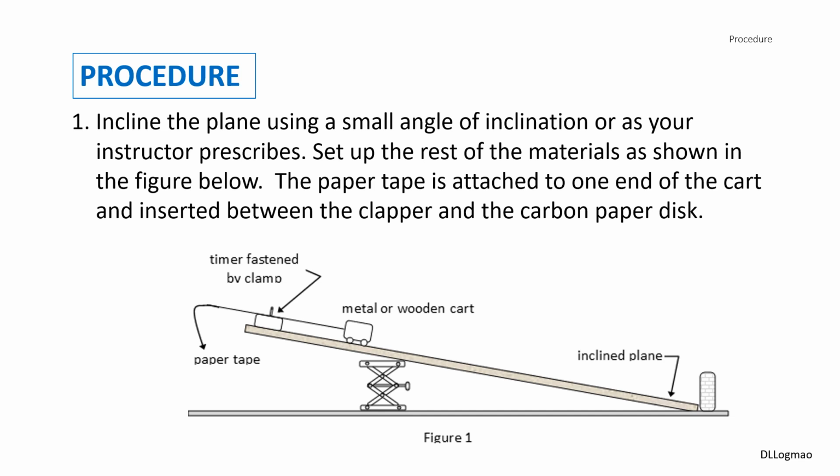Procedure number 1. Incline the plane using a small angle of inclination or as your instructor prescribes. Set up the rest of the materials as shown in the figure below. The paper tape is attached to one end of the cart and inserted between the clapper and the carbon paper disc.